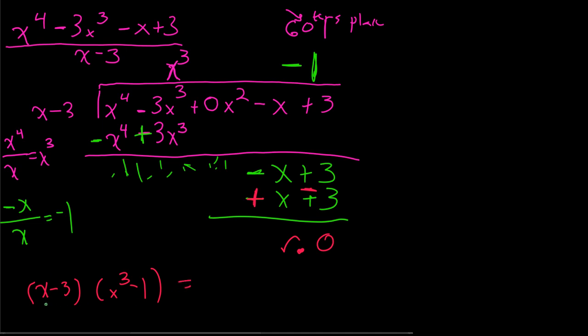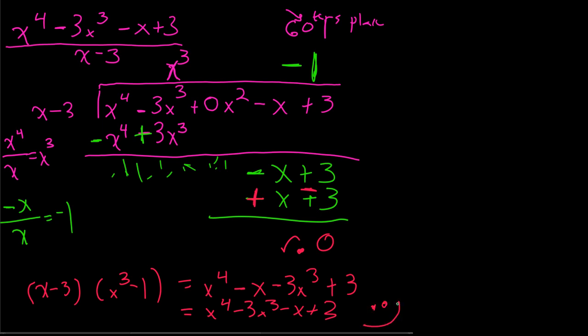Well, let's check. If I multiply my firsts, I get x to the 4th. If I multiply my outers, I get negative x. If I multiply my inners, I get negative 3x cubed. And if I multiply my lasts, I get positive 3. If I rearrange this in descending order, hey, I got what I started with. And so my algorithm for division works. I can divide my way back out from where I started. And so we're able to do our long polynomial division coming across.